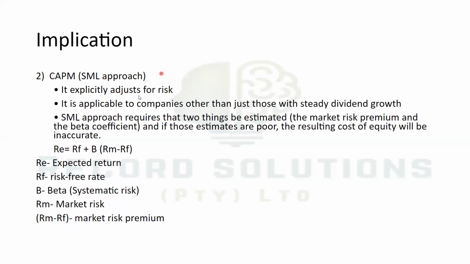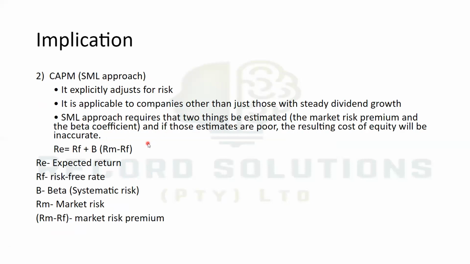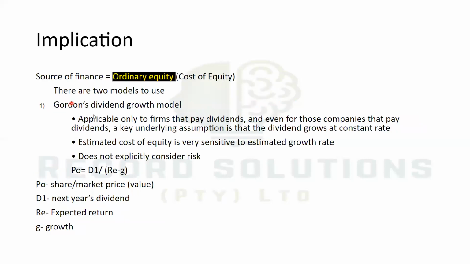So here it's the CAPM. What does CAPM do? It explicitly adjusts for risk. You'll see in its formula, you are explicitly considering risk, whereas here you are not. You are just considering dividend and growth. Do you see? That's the first difference they have, and that's the first advantage that the CAPM has over Gordon's dividend growth model.